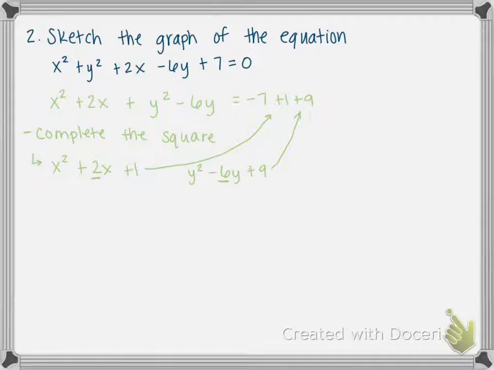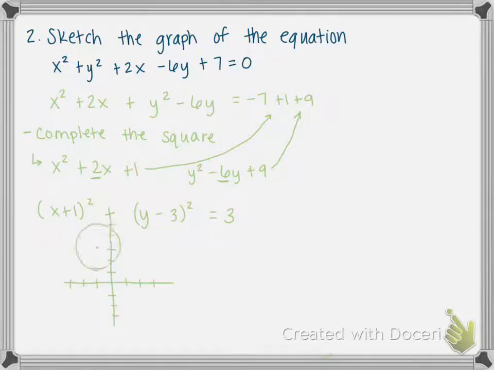We got the 1 by taking half of the coefficient of the x term, so half of 2, and then you square that. 1 times 1 is 1. And again, we got 9 by saying half of negative 6 is negative 3. Negative 3 times negative 3 is positive 9. And whatever you do on one side of the equation, we have to do to the other, so we added 1 and added 9. This can be rewritten as (x plus 1) squared plus (y minus 3) squared equals 3.